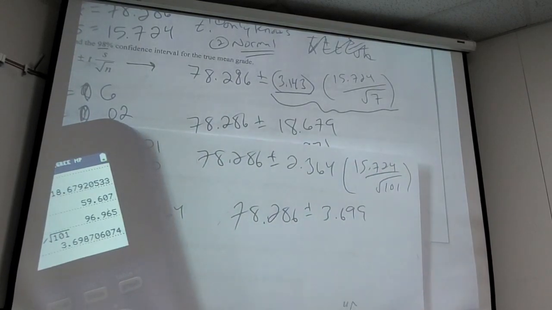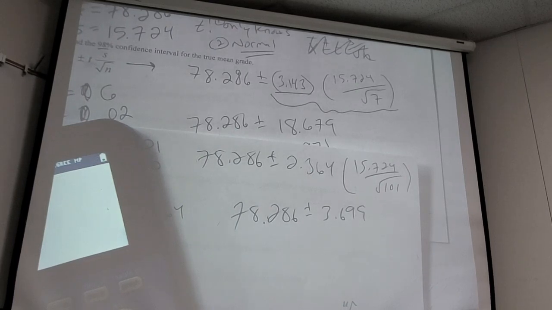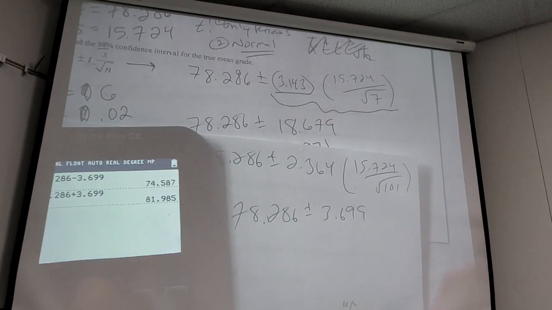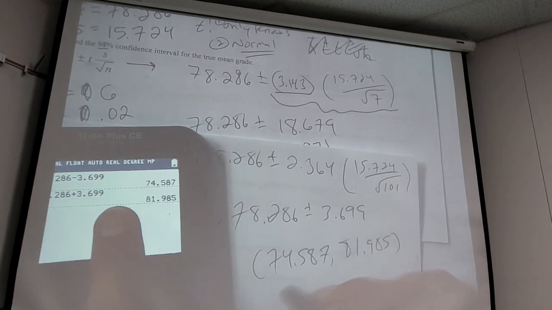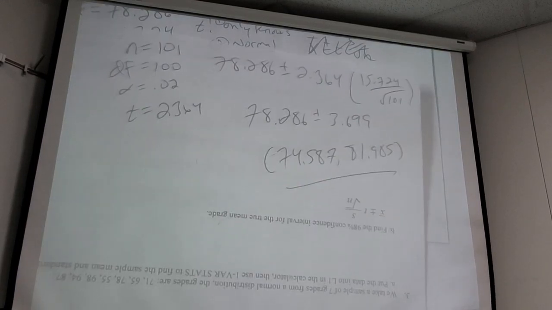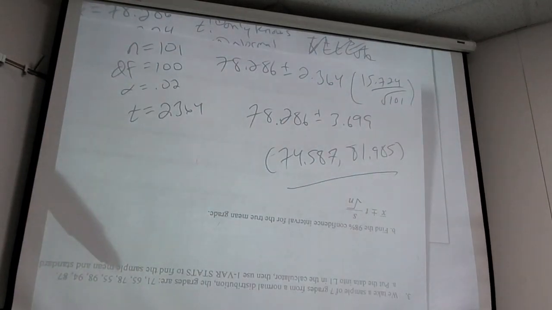So now our interval would go, what would it go? Let's see, 3.699 plus, so we go from 74.587 up to 81.985. So much more reasonable. So now I could say the actual average is somewhere from a C to a B minus. That is much better than somewhere between an A and an F. It's like, I knew that before I even asked you to do anything.